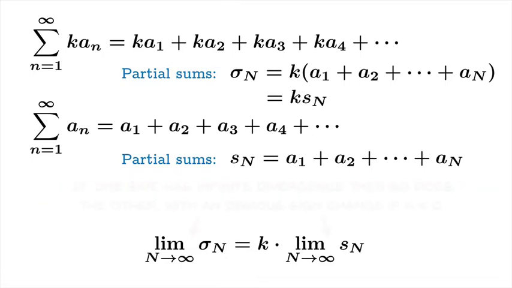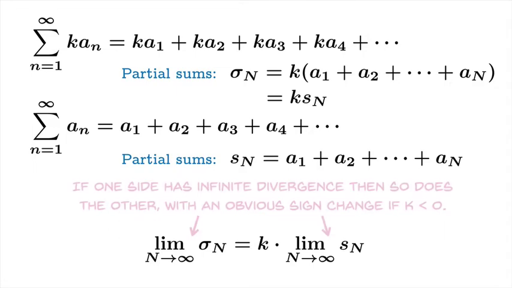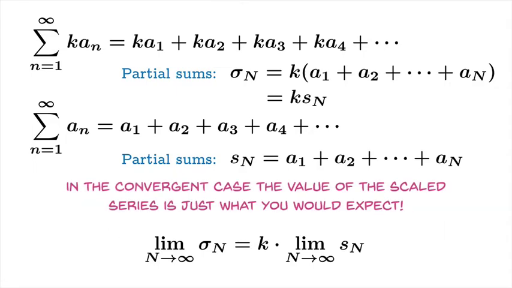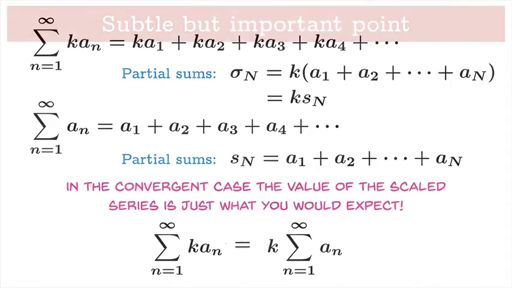And if one side has infinite divergence, then so does the other, with an obvious sign change if k is less than 0. So they both carry implicitly the same information about infinite divergence in that case. And best of all, in the convergent case, the value of the scaled series is just what you would expect. In other words, the sum of k a_n is going to be k times the sum of a_n. Everything works out just like you would hope.